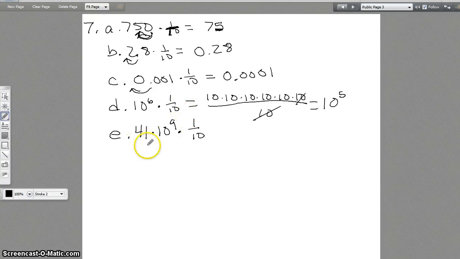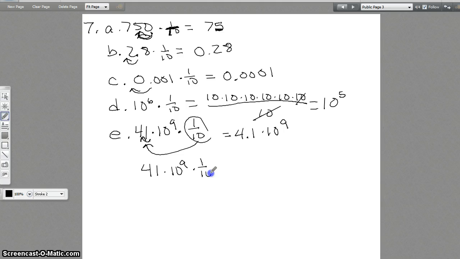The first way I'm going to do is multiplying the 41 by 1/10. When I multiply the 41 by 1/10, I move the decimal place over. So I'm going to take this 1/10 and use it to move the decimal over to get 4.1 times 10 to the 9th. The other way I could do it is to take the 41 times 10 to the 9th times 1/10 and use that 1/10 to take off one of the tens in the exponent. In that case, we would have 41 times 10 to the 8th.